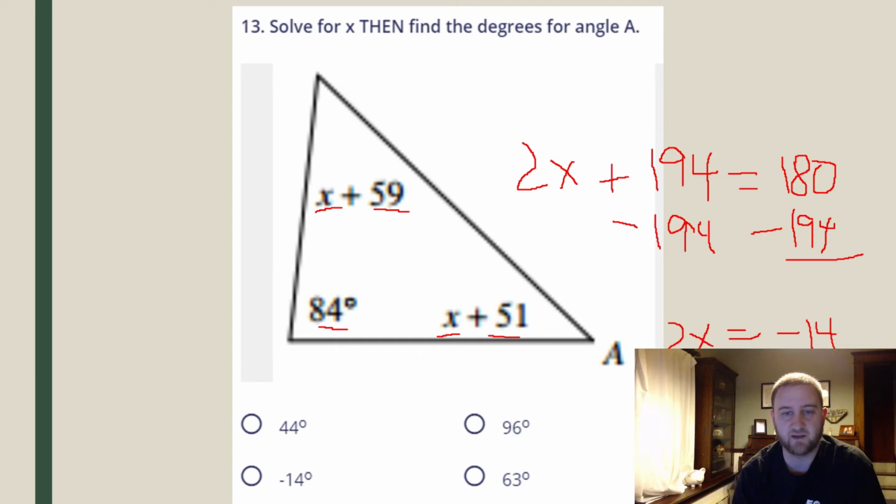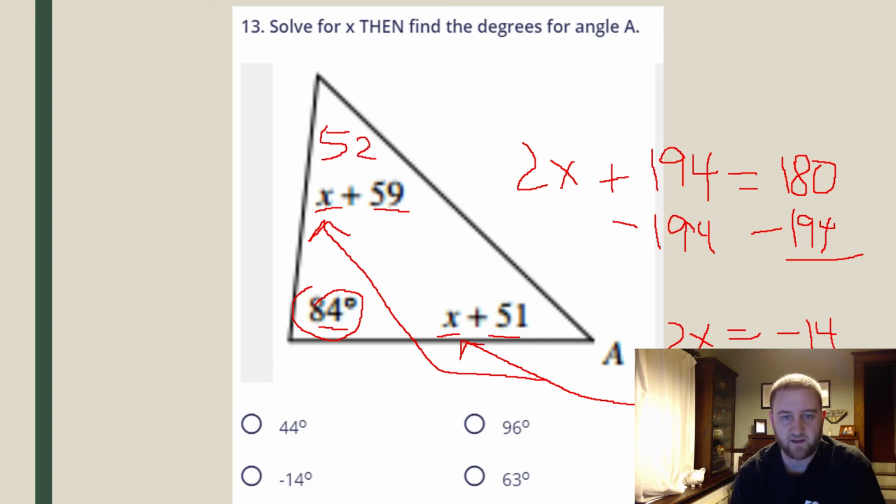Okay, so x is negative 7, but to find the actual degrees, we take our negative 7 and we plug it in for x right here, right? So this one is 84, that one's given. Negative 7 plus 59, that's 52 degrees. And then negative 7 plus 51, that would be 44 degrees. Okay? So the angles, once you plug in x, the angles don't end up being negative. They all end up being positive. Okay?